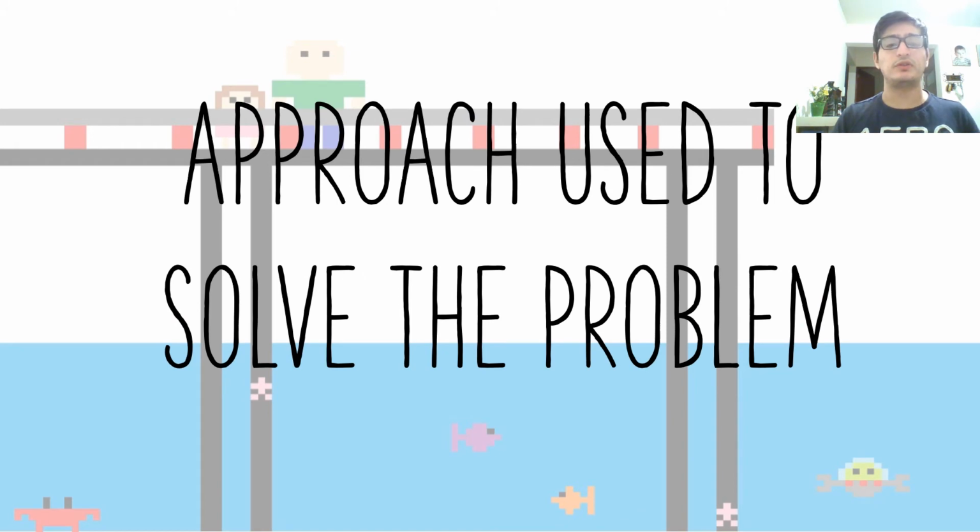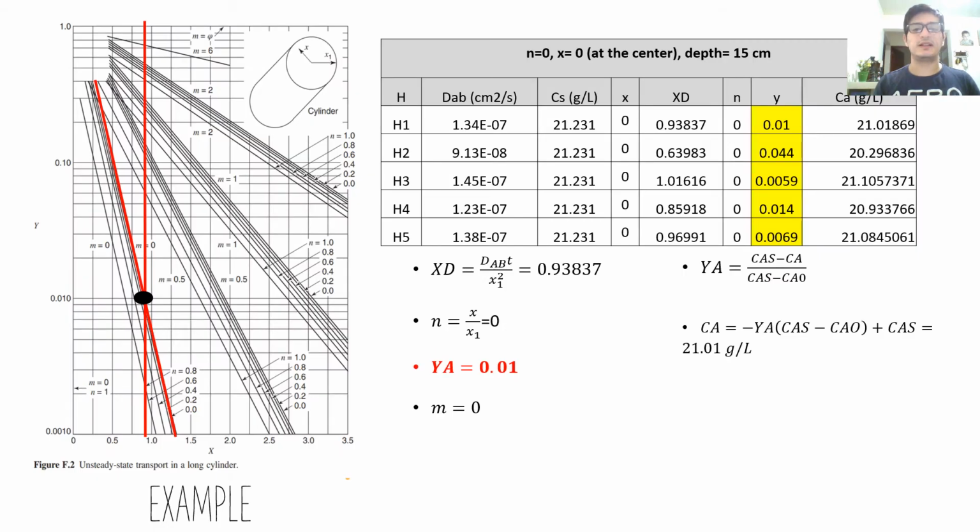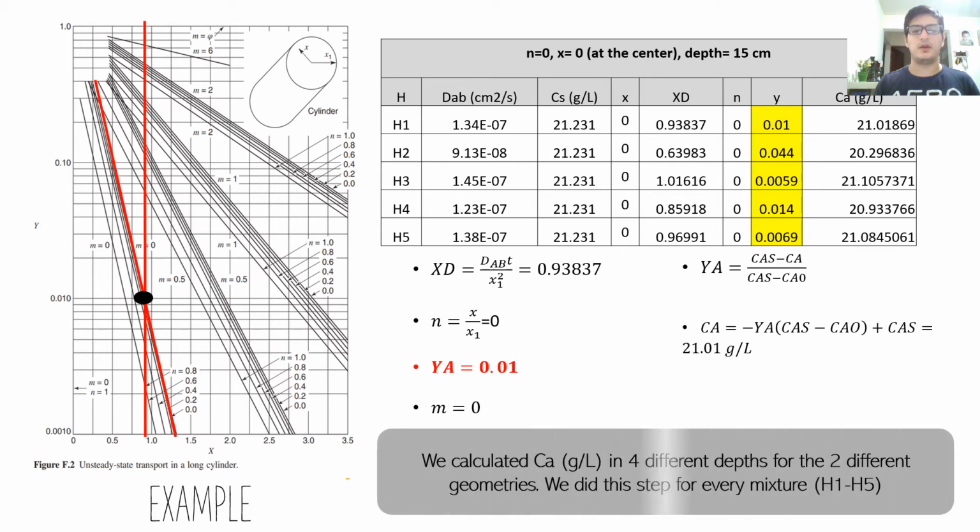So, what was our approach to solve this problem? With the following equations, we calculate the parameters: xd, which is the relative time; n, the relative position; m, the relative resistance; and Ya, the unaccomplished concentration change. This is an example of how we calculated the Ya. Once we get the xd, you can go to the graph either for the cylinder or the slab, and then you calculate Ya. We calculated all the concentrations of A at 4 different depths for both geometries. We did this step for every mixture.